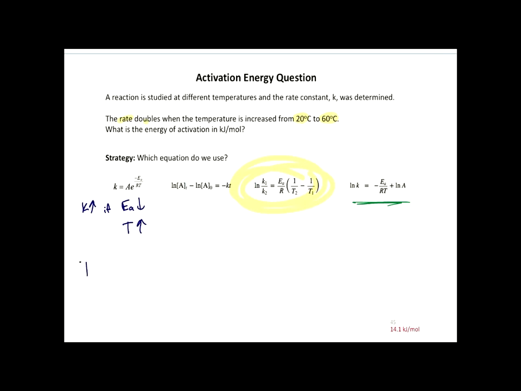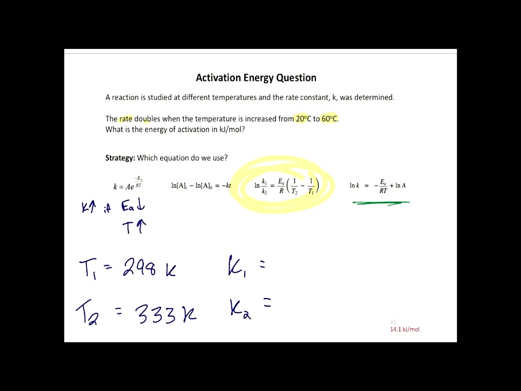So T1 is equal to, what is that, 298 Kelvin? So that's your 20 degrees Celsius. T2, which is the 60 degrees Celsius, is something like 333 Kelvin. So those are my two temperatures. Now this is kind of the hard part. What are rate constants K1 and K2 there?